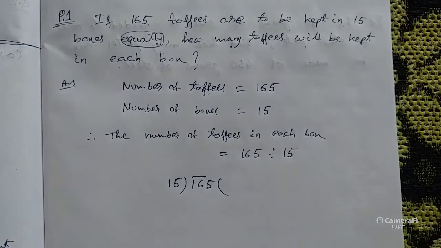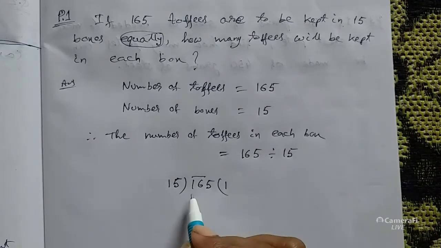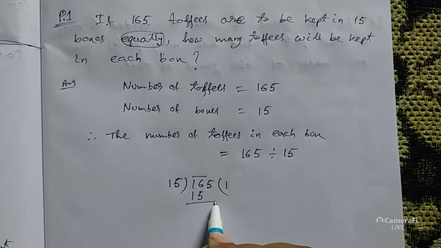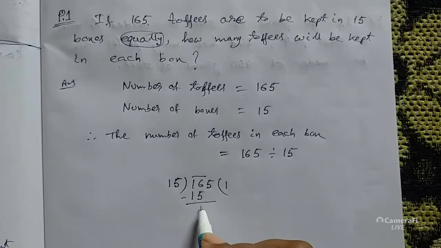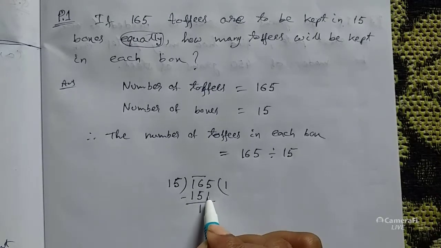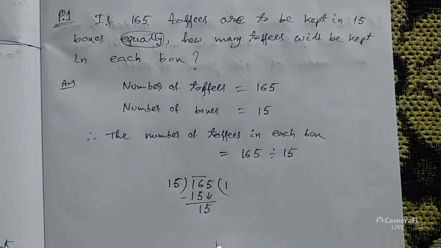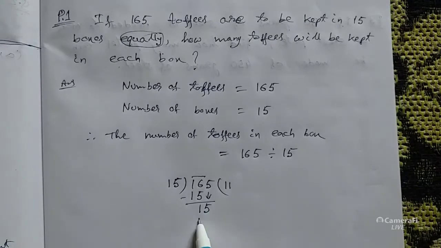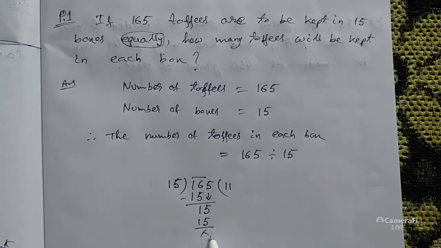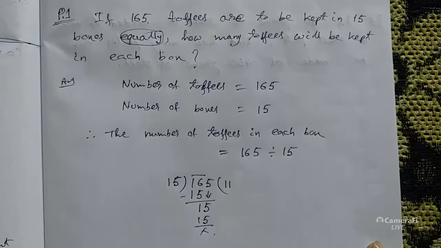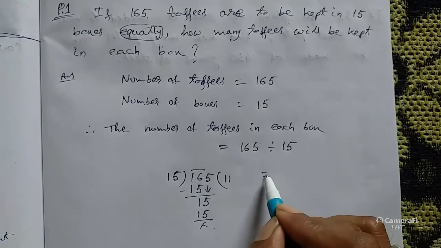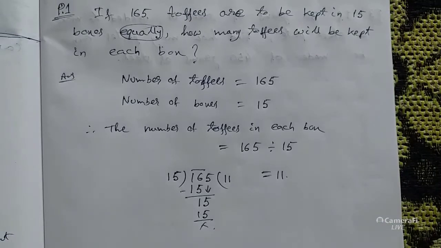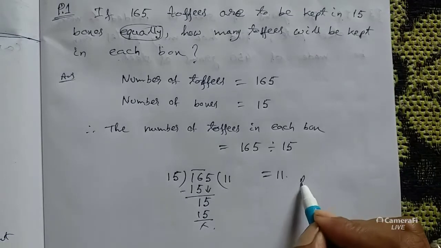Now if we go through the table of 15, 15 ones are 15, 15 twos are 30, which is greater than 16. So we should take 1, 15 ones are 15. Now subtract, we get 1. Take the next digit 5, 15. Again we get 15 ones are 15. So division is completed here and we get the number of toffees equal to 11 in each box. So this becomes the answer.